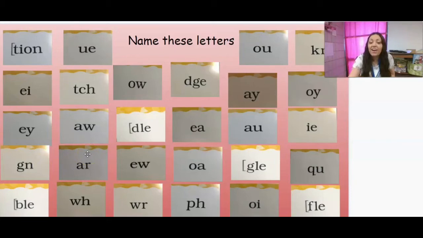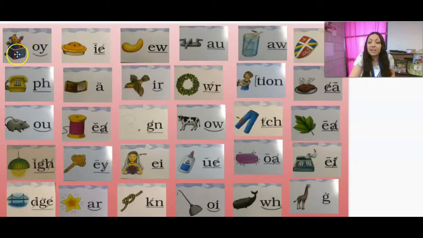combination AR, digraph EW, digraph OA, final syllable GLE, combination QU, final syllable BLE, combination WH, ghost, digraph WR, digraph PH, diphthong OI, and then final syllable FLE. All right, let's look at our letter sound cards now.